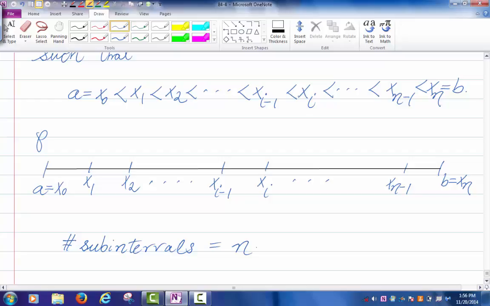You guys realize that? If I have 5 partition points, I have 4 subintervals. If I have 10 partition points, then I have 9 subintervals. Always 1 less. The number of subintervals is 1 less than the number of partition points. Is everybody okay with that? And we are going to call this n the size of the partition P. The size is the number of subintervals, or you can say 1 less than the number of partition points. That's the size.